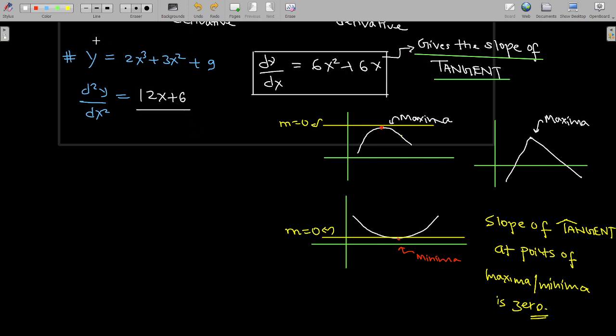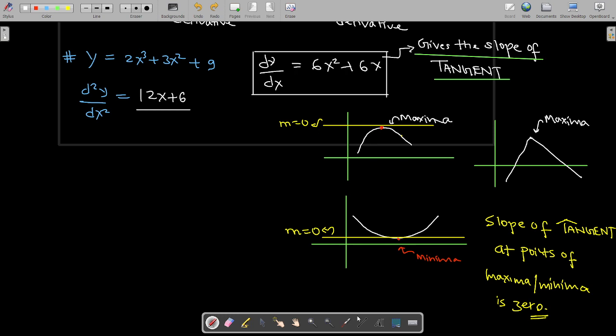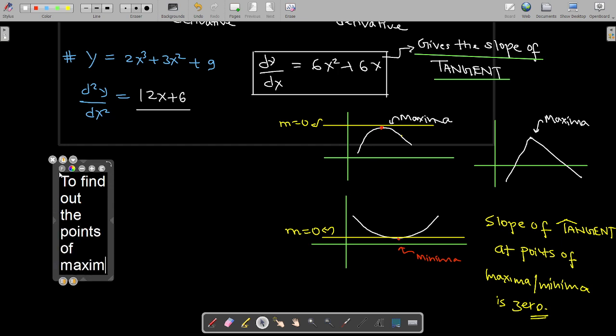Now, the question that you will usually find is to find out the points of maxima or minima. That's the question you will see.